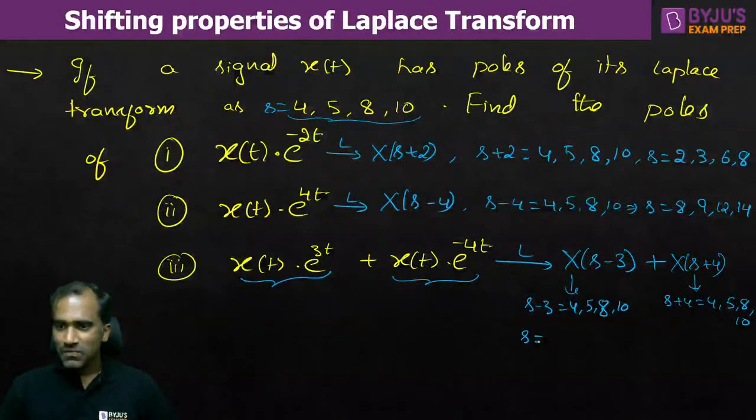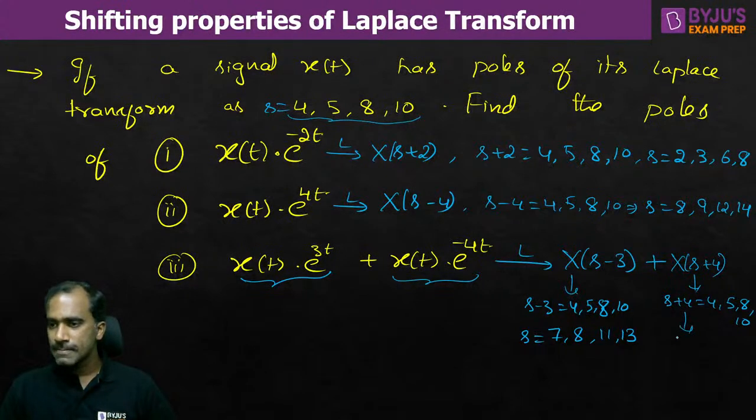I'm completed. So 3 onto the other side. So 7 is the pole. 3 plus 5 is 8 is the pole. 11 is the pole and 13 are the poles for the first signal. How about the second signal?